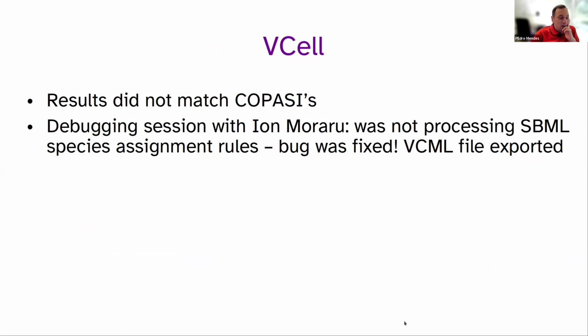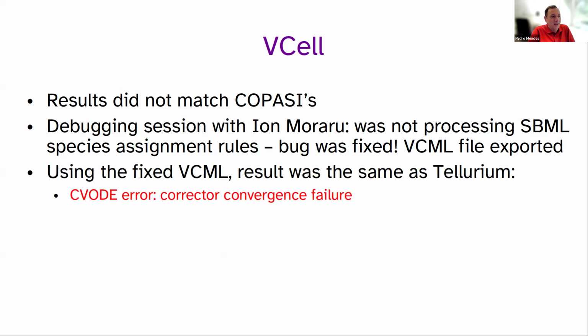Okay, so VCell. My colleagues here produce VCell. I think I saw at least Jim Schaff is in the audience. So I just had to go next door and bother Ion Moraru. Ion, why does this not run in VCell? And he found out there was a bug that had crept into VCell, which he managed to fix. So I got a file that worked. So I used that one, and then I got the same result as Tellurium. It gave me a CVODE error, a convergence failure.